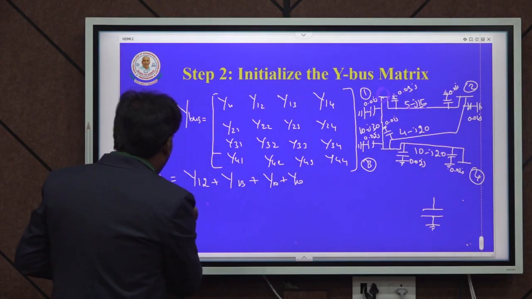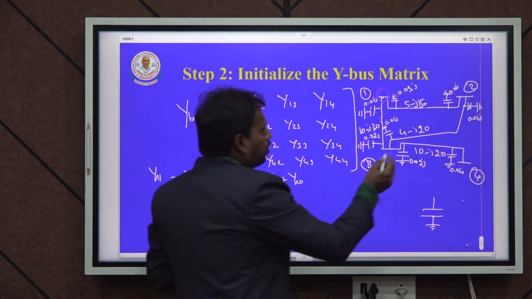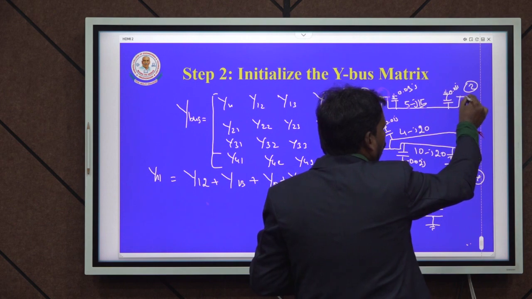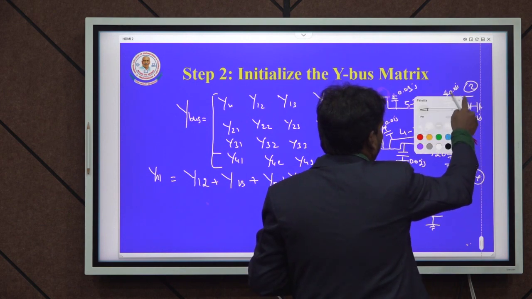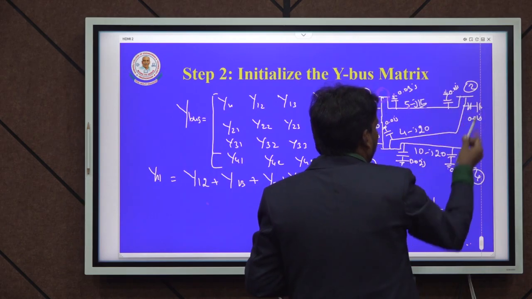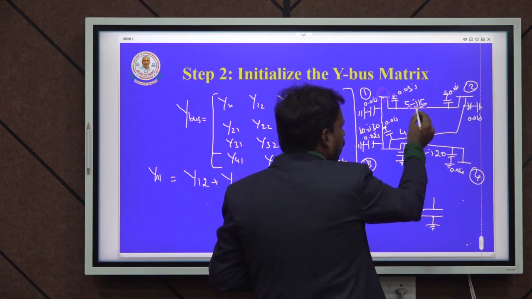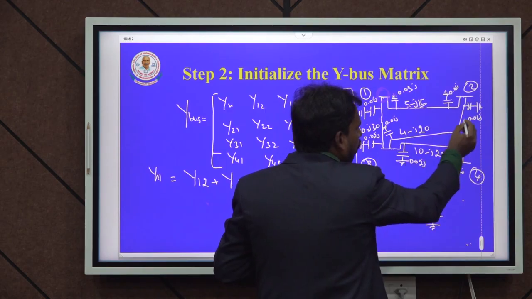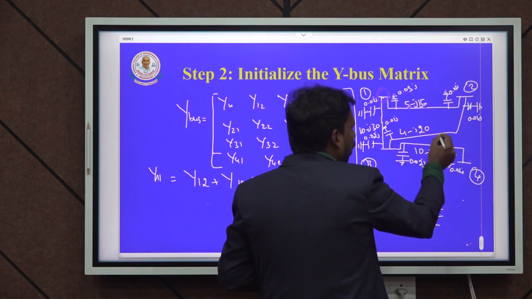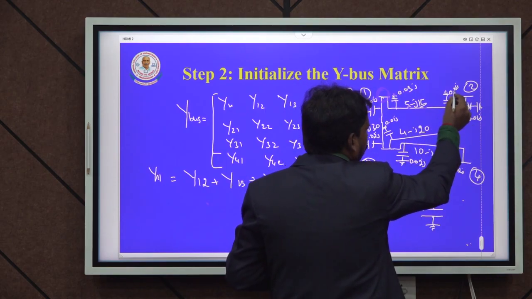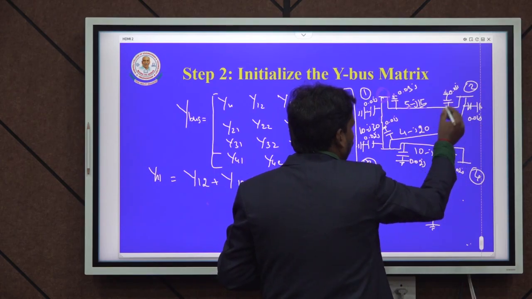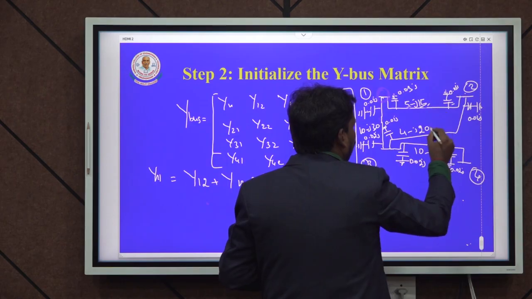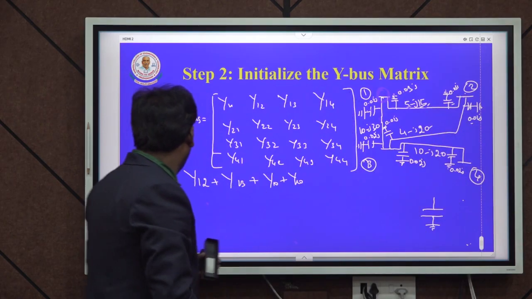Okay. Likewise y22, y22 means here I am going to calculate the self admittance value of the second bus. So, here the elements are 5 minus j15, plus 4 minus j20, as well as plus 0.03 j plus 0.01 j, these 4 elements. For y22 these 4 elements I need to sum.